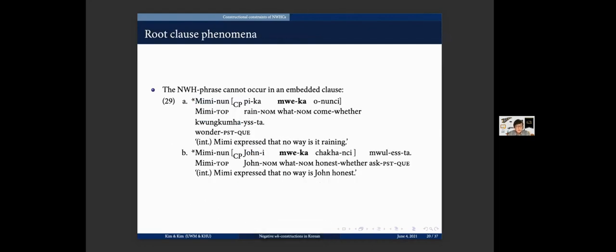And also here, the NWH phrase cannot appear in an embedded clause. So in 29, 미미는 B가 뭐가 오는지 궁금했다. Or in B, 미미는 잔이 뭐가 간지 물었다. So these two sentences are ungrammatical because, as I said, the NWH phrase cannot appear within an embedded clause. So it means that the NWH construction is a root clause phenomenon.